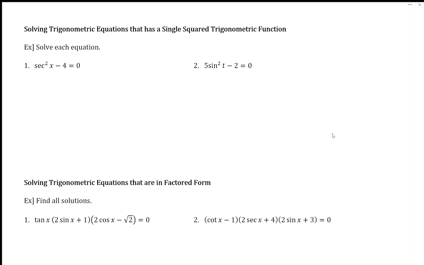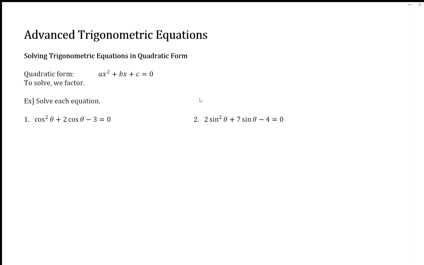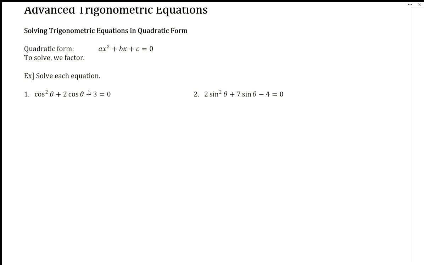Hi everyone, and welcome to our video on solving trigonometric equations that have a trig function that is squared, but only a single trig function that is squared. So here we have secant squared of x and then a constant. And then the other one is sine squared of something and then a constant. All right, well, let me scroll. These ones we'll treat differently.